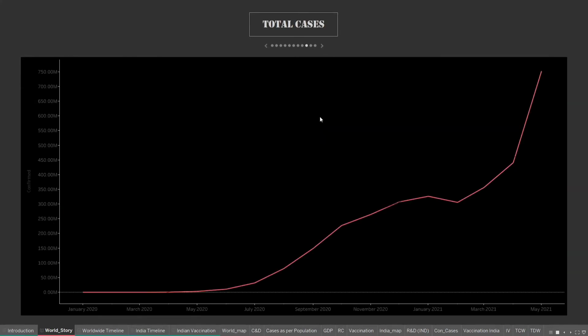Now, this graph helps us visualize the COVID flow with respect to time. As in, we can see India was hit by two waves. One was between August and November, and the second wave is between March 2021 to May 2021.